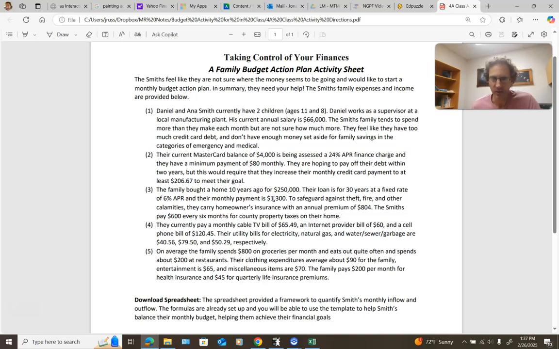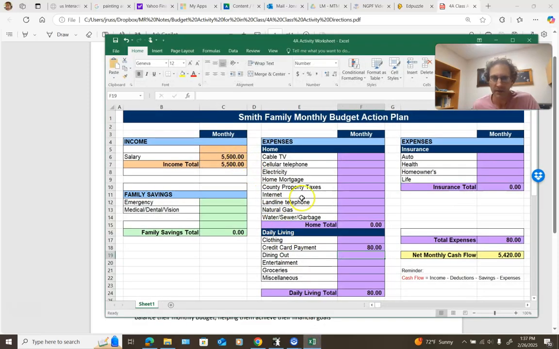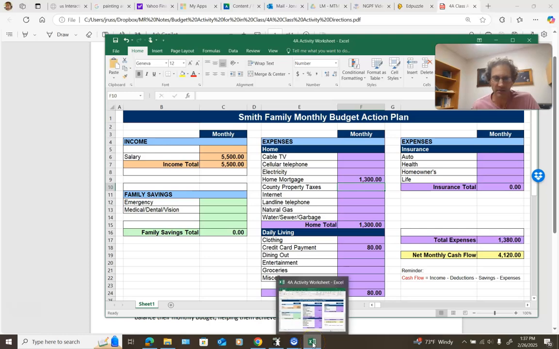And I'm going to continue reading. Well, no, I'll just go ahead and input this for the moment. All right, so right here where it says home mortgage, we're going to input $1,300 and hit enter. And so see how it goes about adjusting that cash flow. So that's the power of Excel, guys. It's very useful.